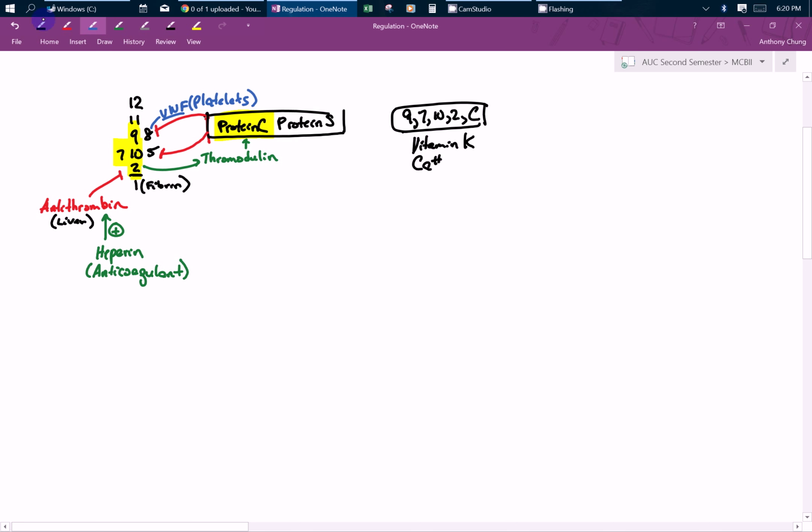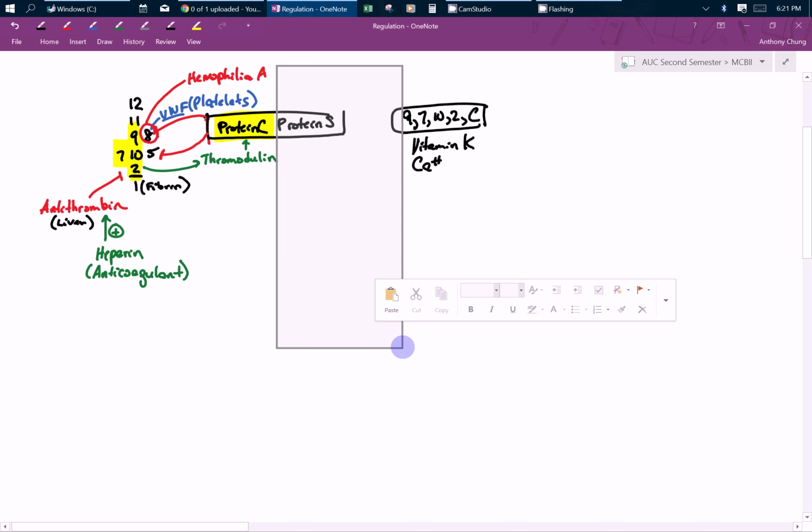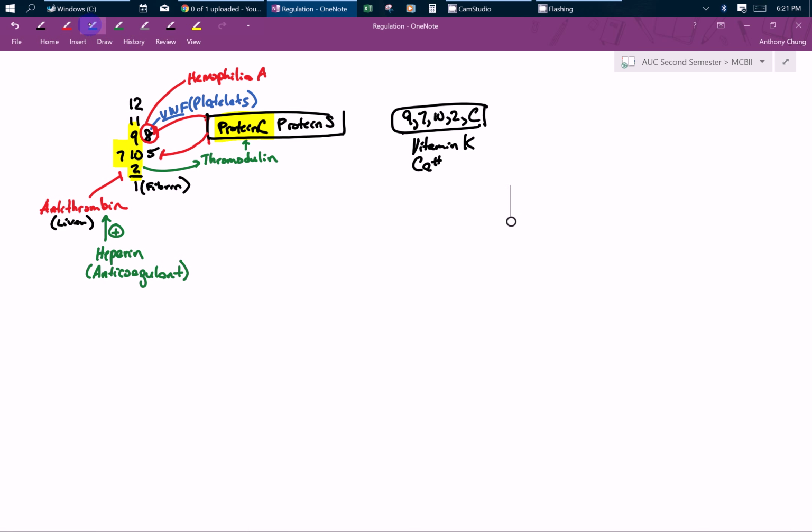Also, if you're missing factor 8, factor 8 is hemophilia A. And how you can remember that is because 8 sounds like A. Factor 9, when you have a deficiency in factor 9, it's hemophilia B. And this happens when you have a deficiency of the factors, you won't be able to make a clot, and you have a higher chance of bleeding out.